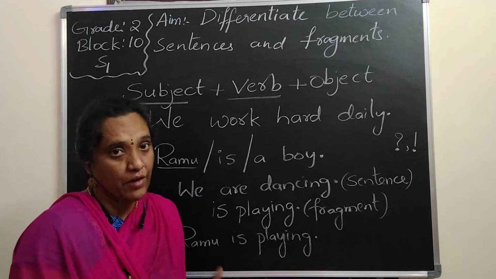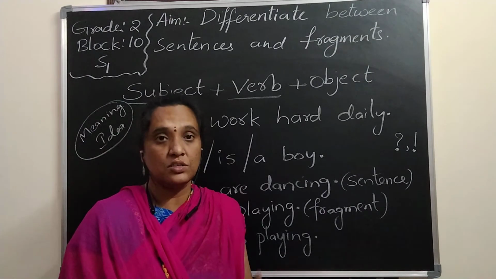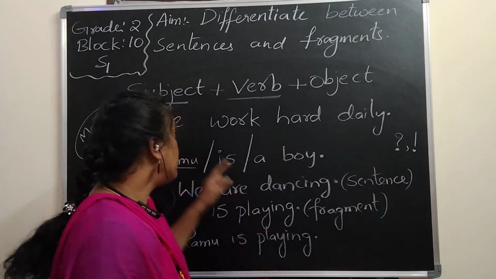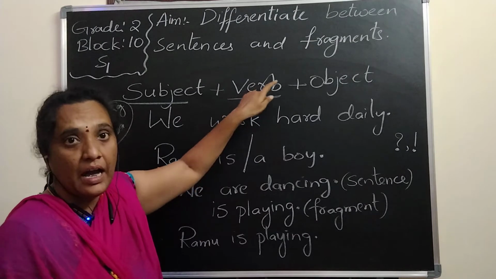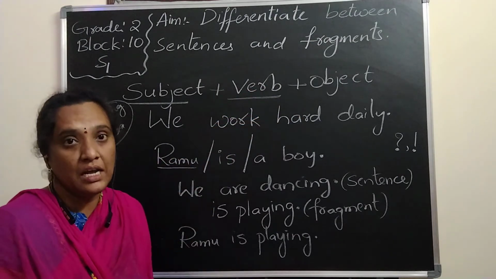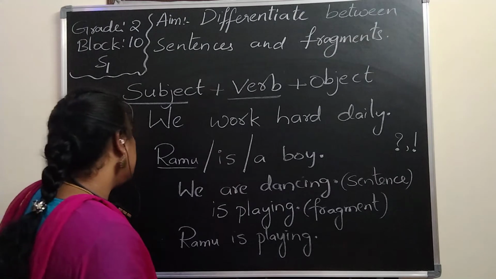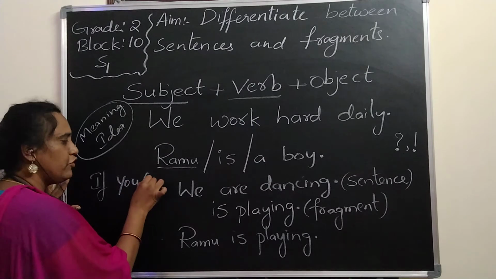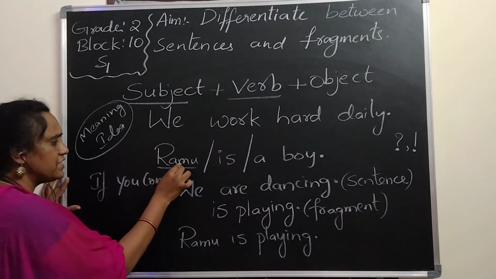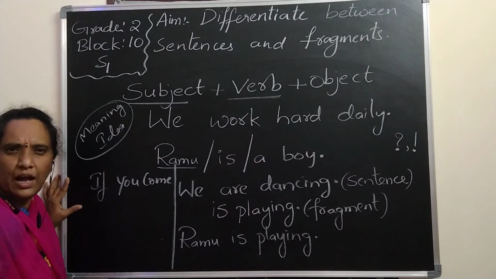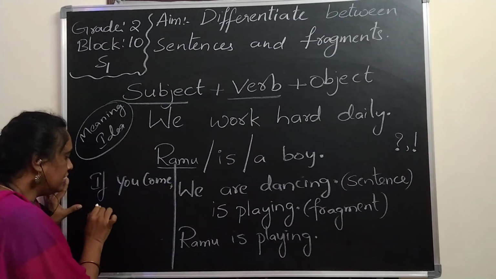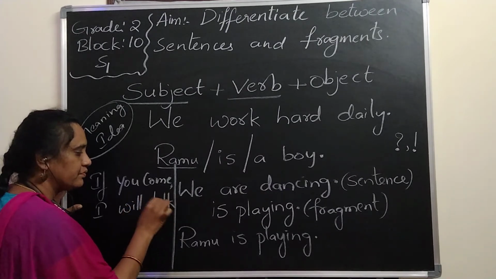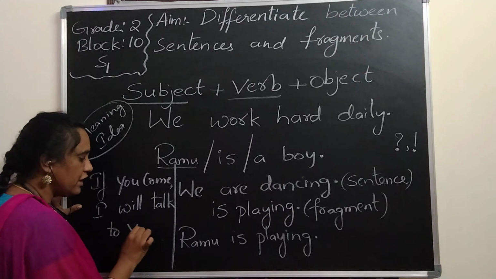When you find some fragments, you want to add words to make sentences. You want to see that they are meaningful sentences. It must contain a subject, a verb, an object, and it must have some meaning or idea. If I say, if you come, is it a sentence? If you come, I will talk to you. Now it makes a sentence.